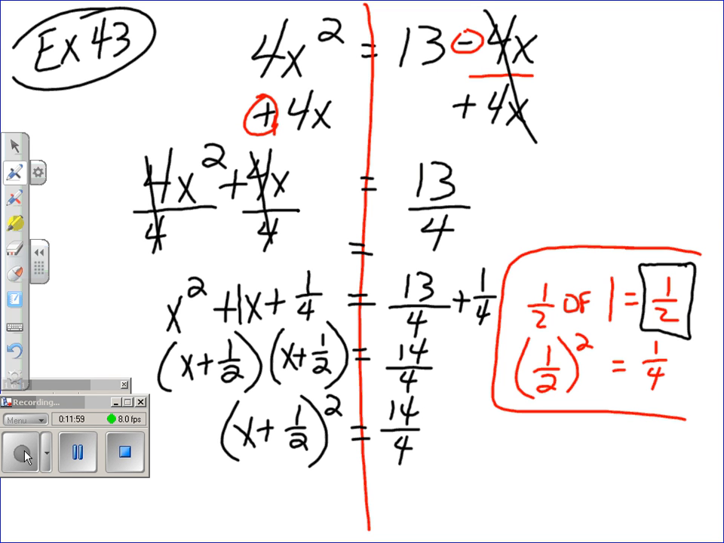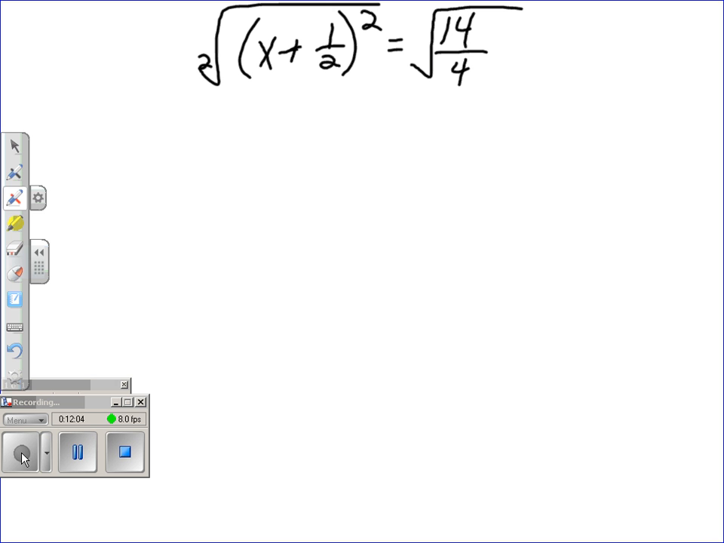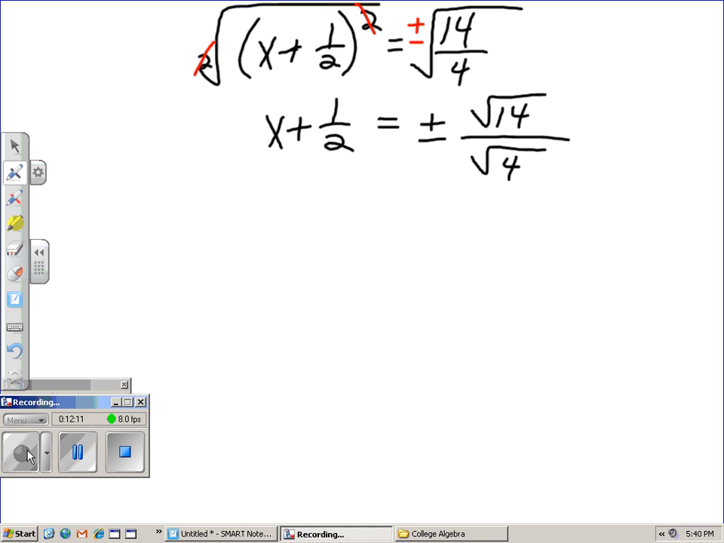Let's see what happens. Now I'm going to square root both sides. Alright, square root both sides. Remember, a square root cancels out a square. And don't forget to put your plus or minus in front there. I have x plus 1/2 equals plus or minus. Now I used that same trick and gave each one its own square root, which changes that square root of 4 into a regular 2, an integer 2.